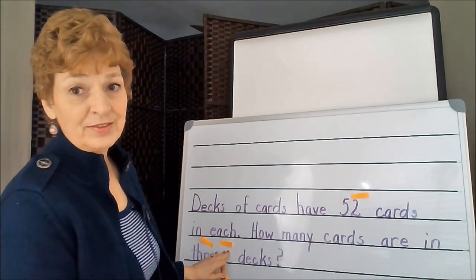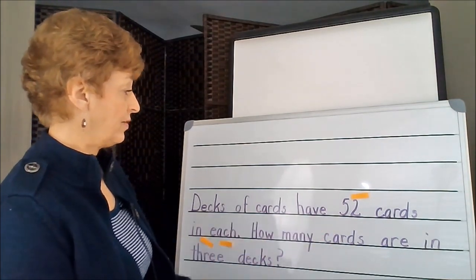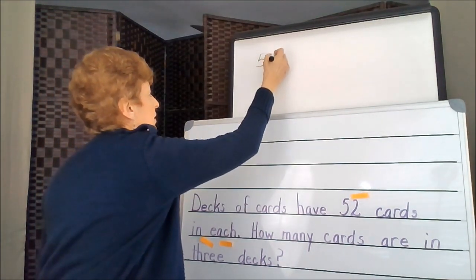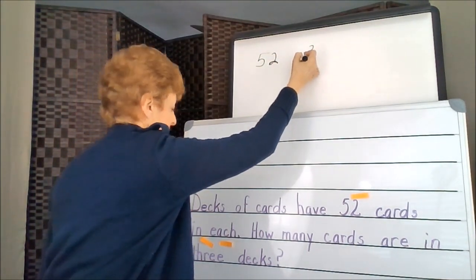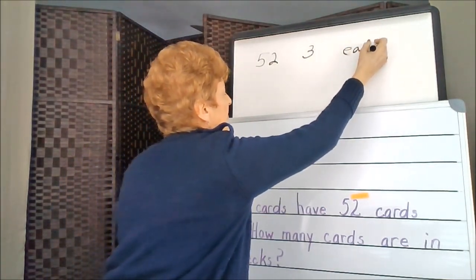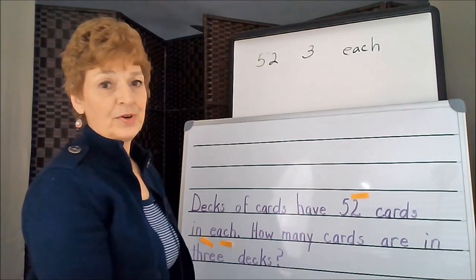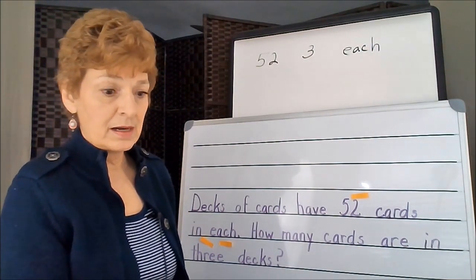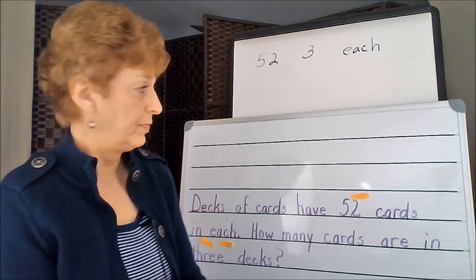So we have to decipher now. We found our two numbers. We have 52 and we have 3. And a clue word of each. That could be a division word or a multiplication word. It's time to think about whether we need a big, a large, or a small answer.